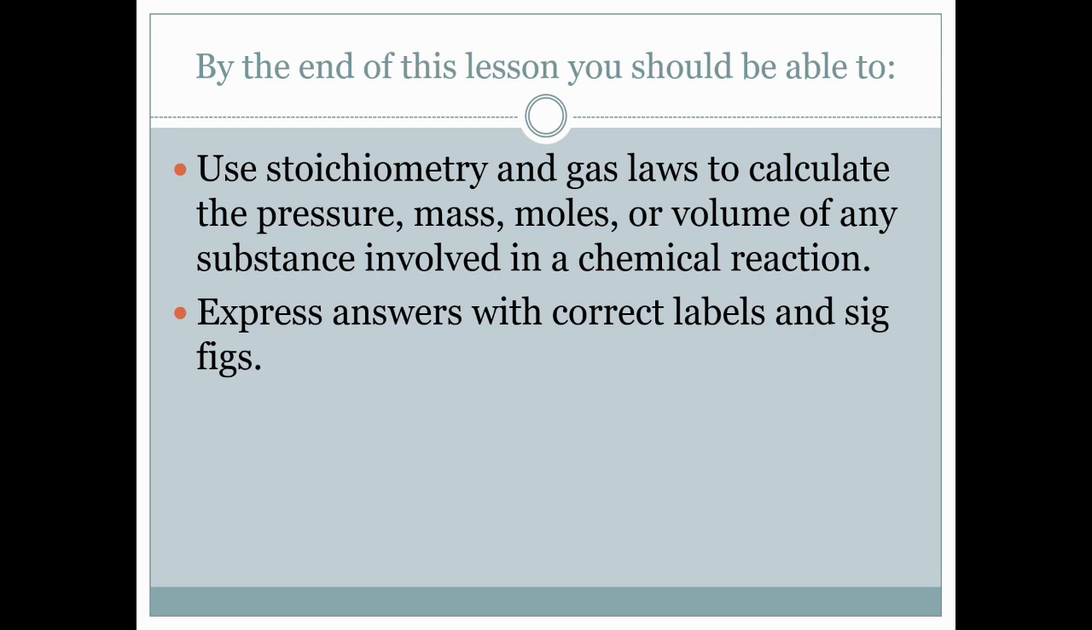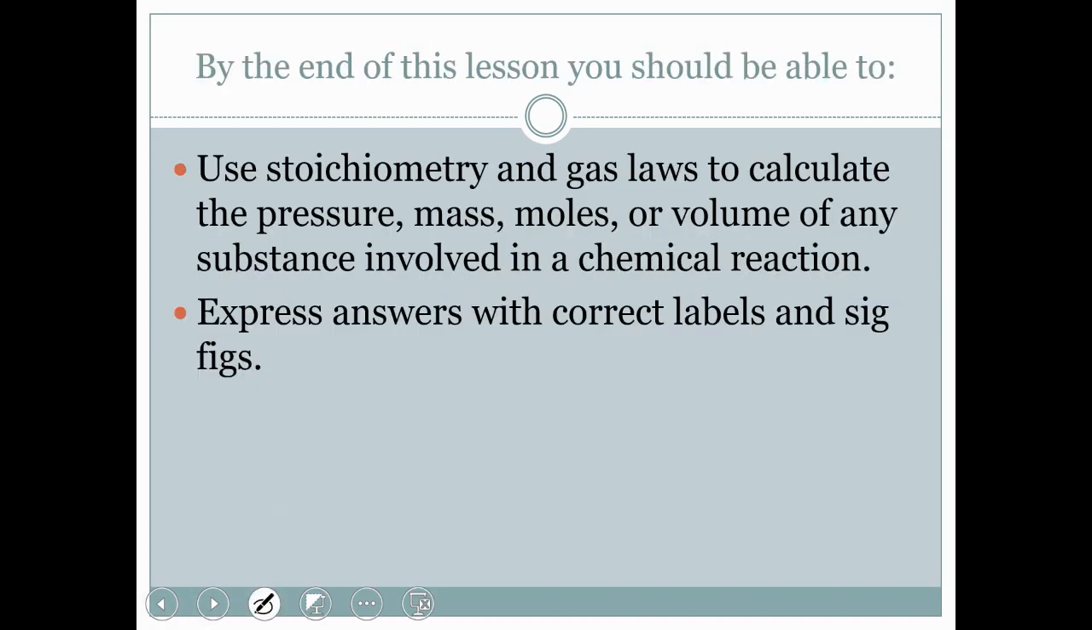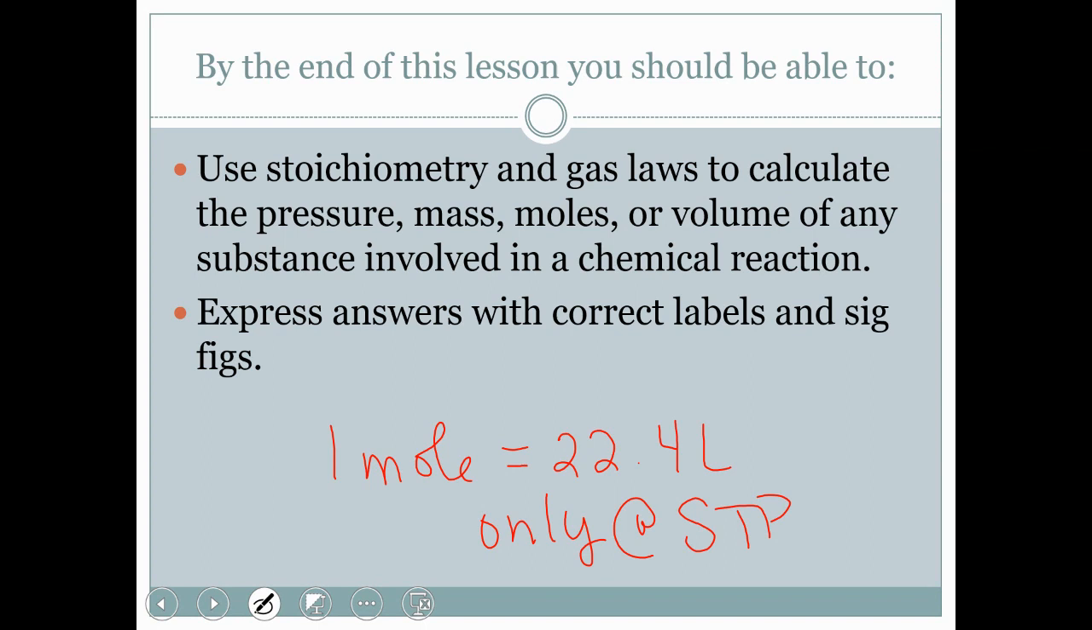Hey everybody, this is a little lesson to help you out with solving stoichiometry problems that involve gases that are not at STP. We remember that if a gas is at STP, we can always use the fact that 1 mole of gas is equal to 22.4 liters, but that is only at STP. What do you do if your gas involved in your chemical reaction is not at STP?